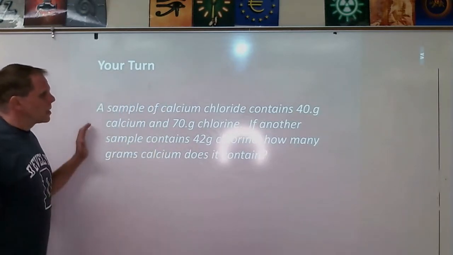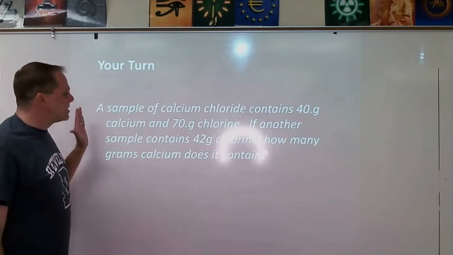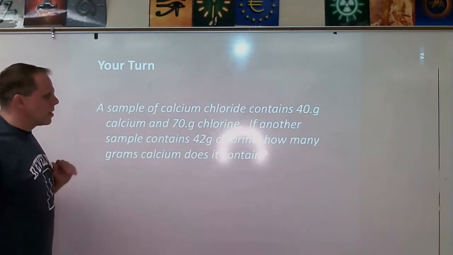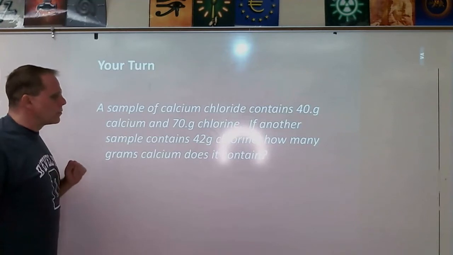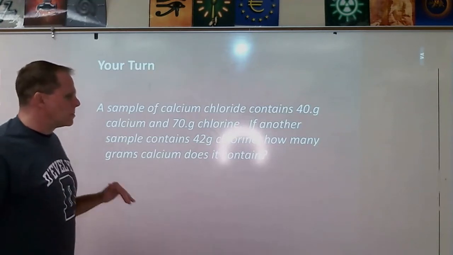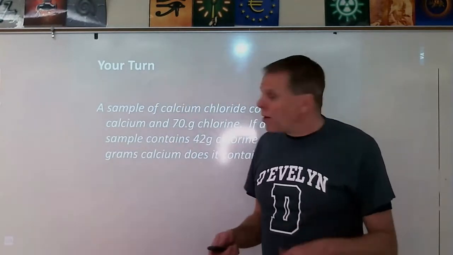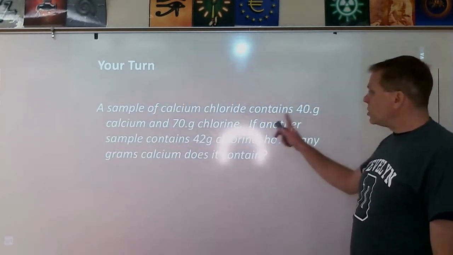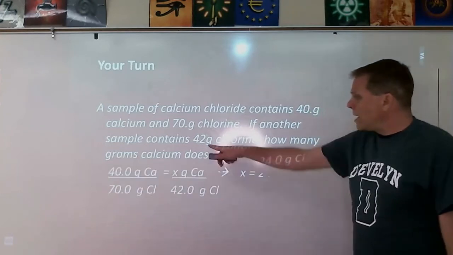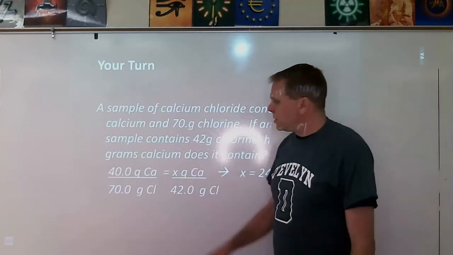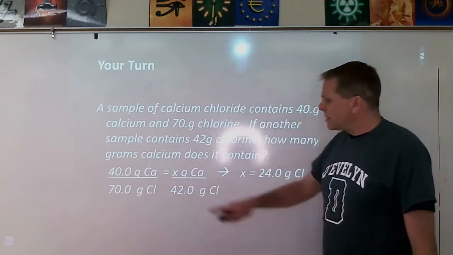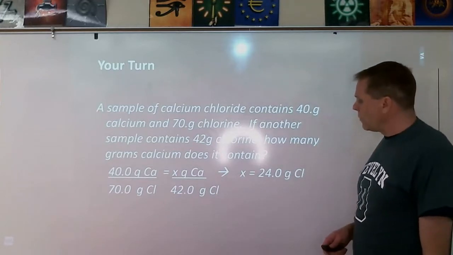Okay, a sample of calcium chloride contains 40 grams of calcium and 70 grams of chlorine. If another sample contains 42 grams of chlorine, how many grams of calcium does it contain? Hopefully you just did a real quick ratio, where you could figure out the ratio that you had before and then take the 42 and come up with a new ratio. So 40 is to 70 as X is to 42, therefore 24 grams of calcium.